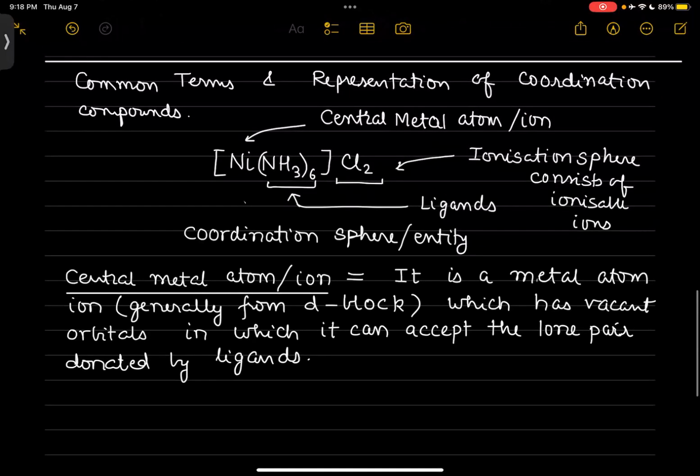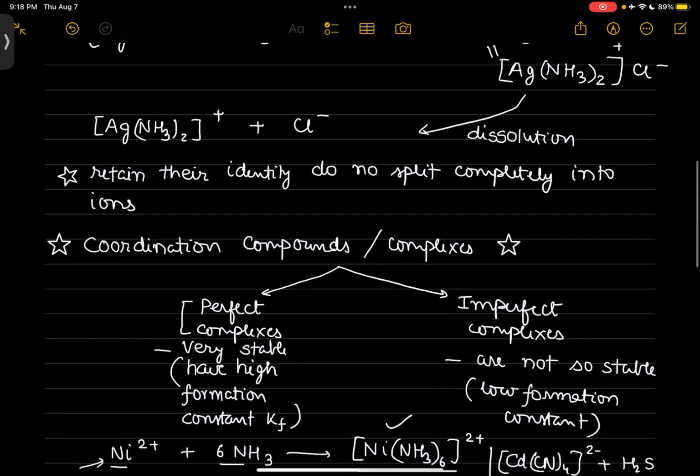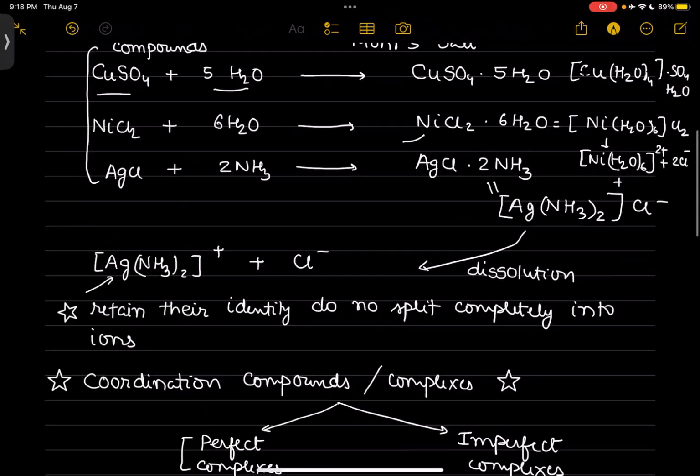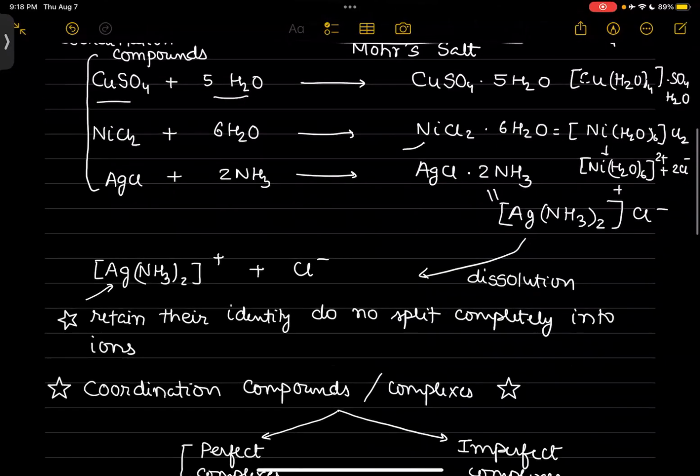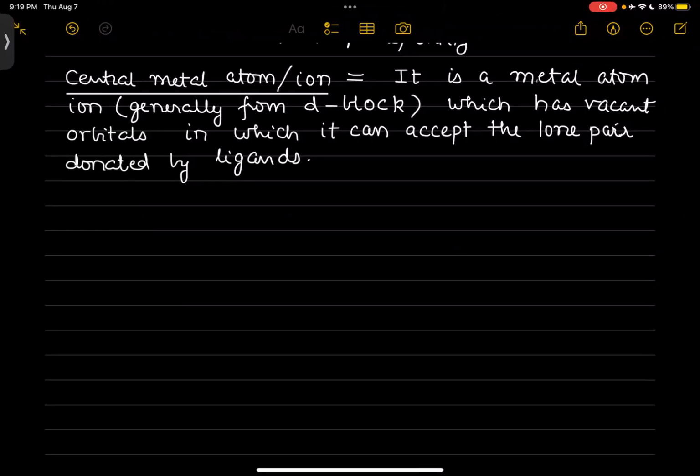You can see nickel is the central metal atom. In this case, cadmium was the central metal atom. Nickel is the central metal atom. Copper is the central metal atom or ion, and silver is the central metal atom or ion in this copper and nickel. That is the heart of the complex, and it must possess vacant orbitals in which it can accept the lone pairs donated by the ligands. Got it?